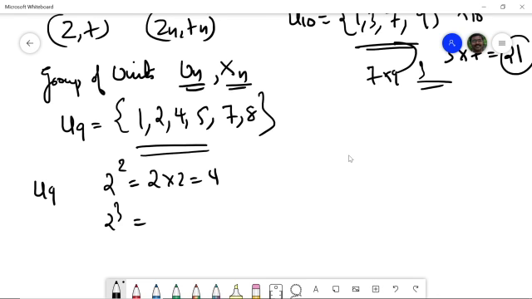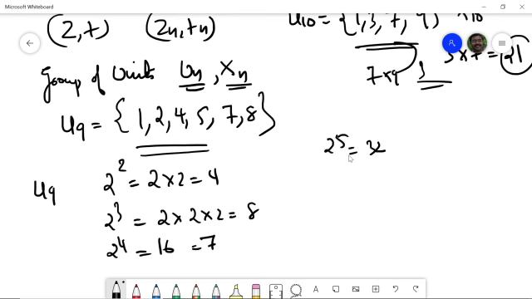That is also there. What is 2 raised to 4? We will get 16. In this group, 16 under multiplication modulo 9 is actually 7. 2 raised to 5 is 32, which under multiplication modulo 9 is actually 5. 2 raised to 6 is 64, which in this group is actually 1. I think we have covered everything: 1, 2, 3, 4, 5. So 2 raised to 1 is also there, and 2 raised to 0 you can take as 1. So there are also other generators.